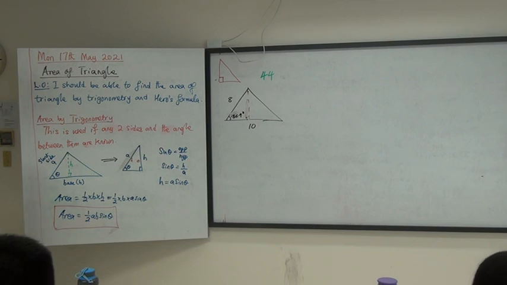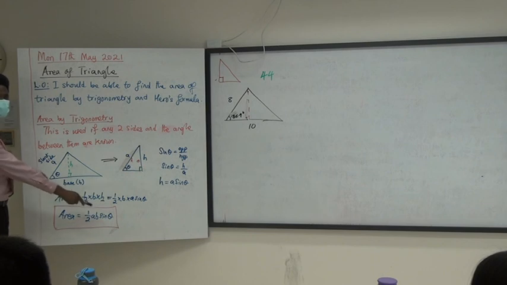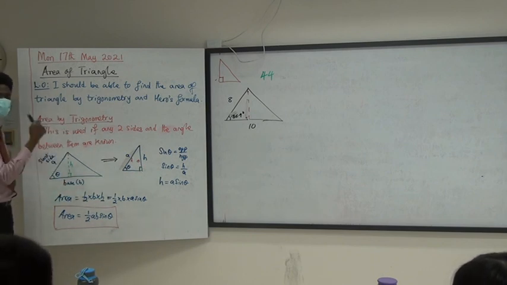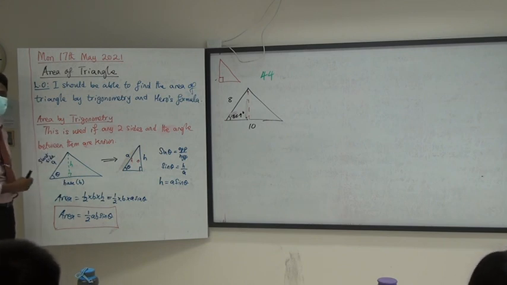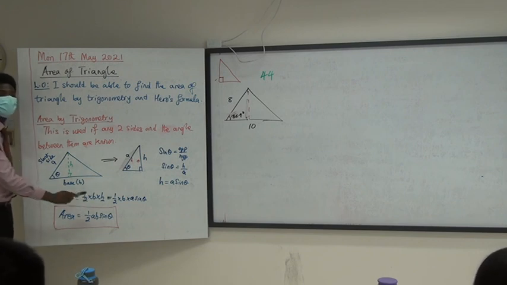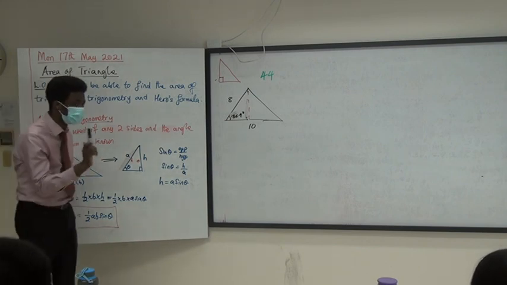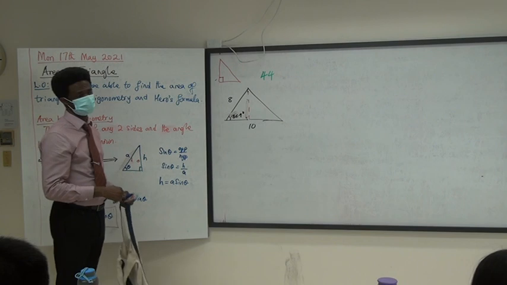So if you have a question, the first thing I want to see is stating this formula. Area is equal to half AB sine theta. Then identify your A from the diagram, substitute. Identify your B from the diagram, substitute. Identify your theta from the diagram, substitute. Theta is the angle between A and B, not anywhere else. Understand?